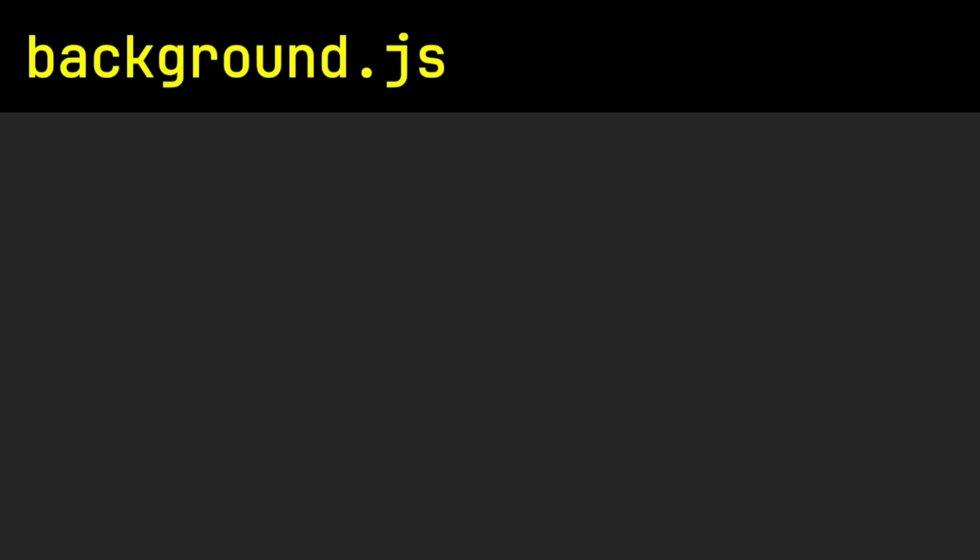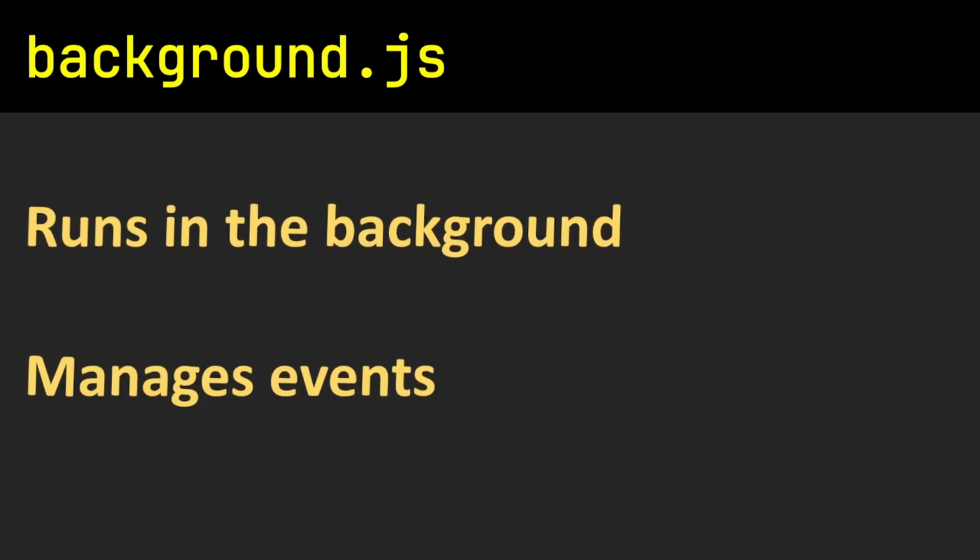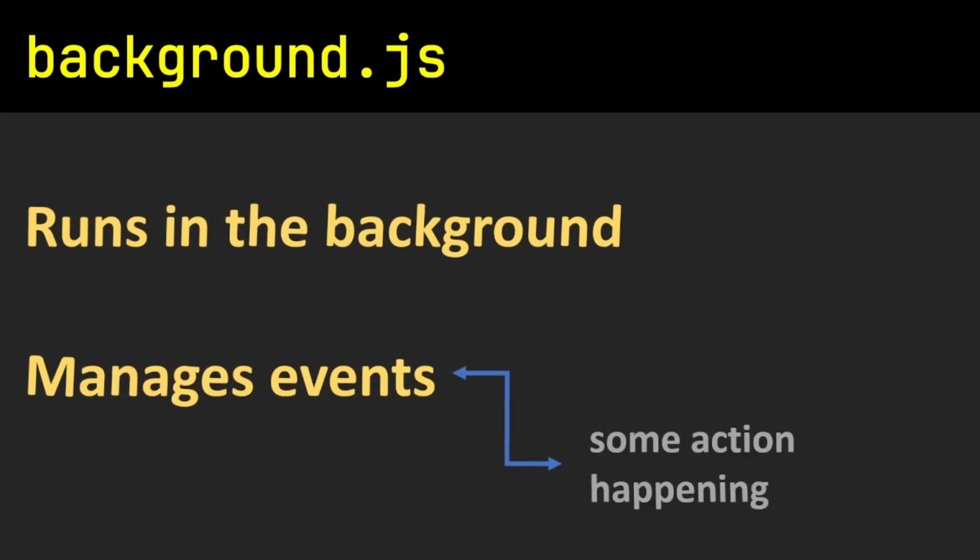Then we have background.js. So background.js will run in the background and manage the events of your extension. So what are events? Events can be literally any action happening with your extension or the web page the extension's interacting with. Now we have content.js.